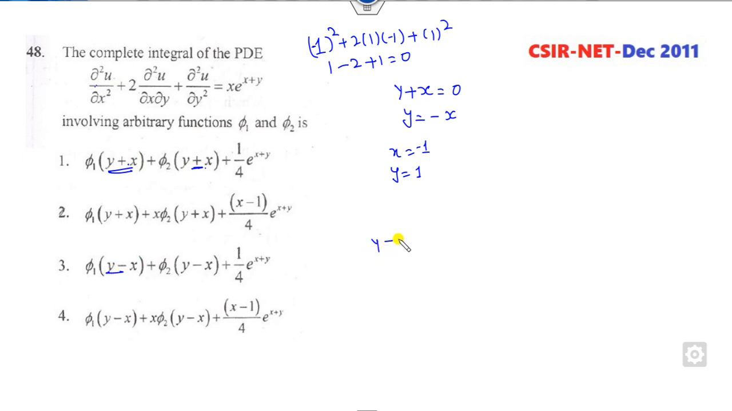We can check y minus x. It is y equal to x, meaning x is equal to 1 and y is equal to 1. So 1 plus 2 into 1 plus 1, which is not satisfied. So the y minus x option is cancelled out.